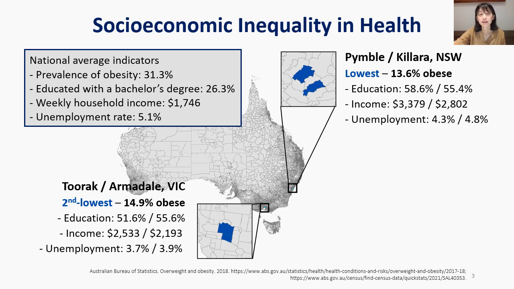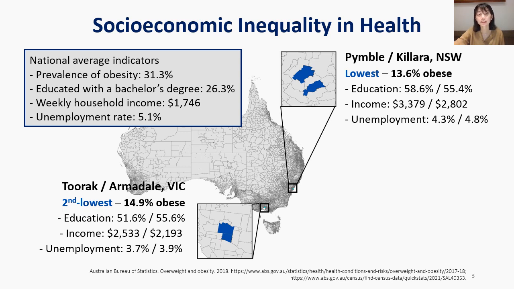The areas are generally characterized by higher socioeconomic status. The four areas highlighted in blue in the figure show the lowest prevalence of obesity in Australia. Their obesity prevalence is around 14 to 15%, apparently much lower than the national average. All four areas showed above average education and income levels, as well as below average unemployment rates.